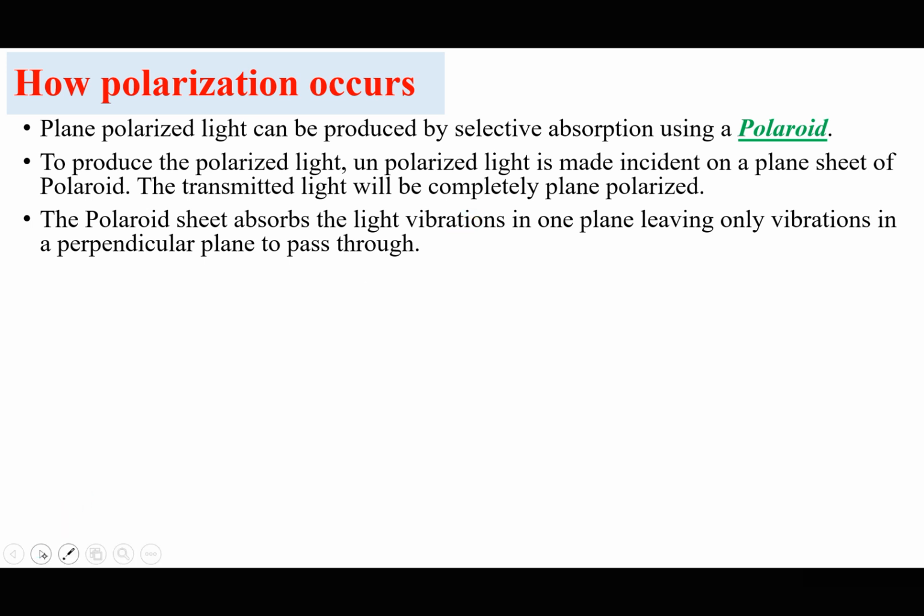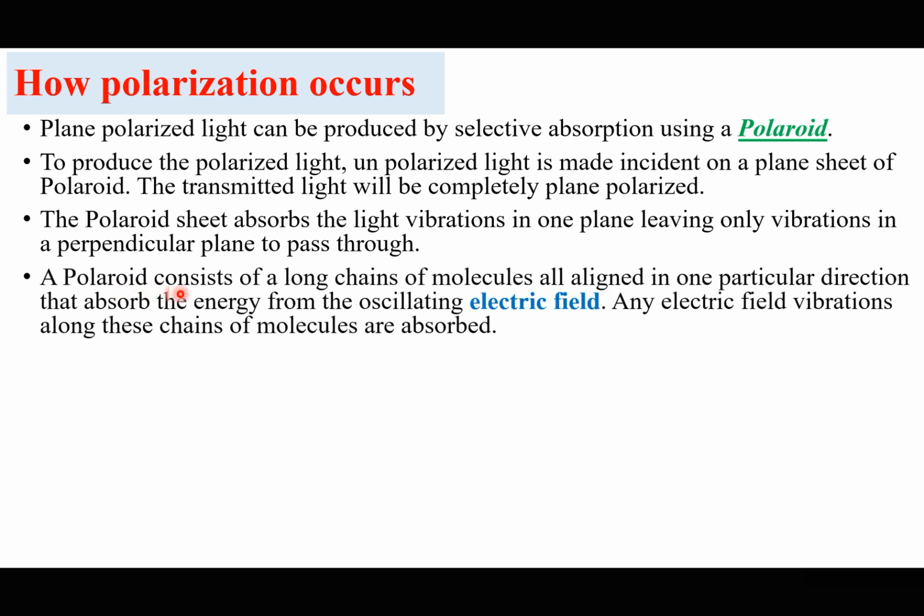So what constitutes this polaroid? I have already mentioned that a polaroid consists of a long chain of molecules. These molecules are aligned in one particular direction and absorb the energy, especially from the electric field vector. The energy from the oscillating electric field is absorbed by these chains of molecules. Any electric field vibrations along these chains of molecules are going to be absorbed. So if the electric field oscillations are aligned with the chains of molecules, the energy of the electric field vibrations is absorbed. If the vibrations of the electric field are not aligned with the chains of molecules, then those vibrations just pass through the material. That's when we have plane polarized light.